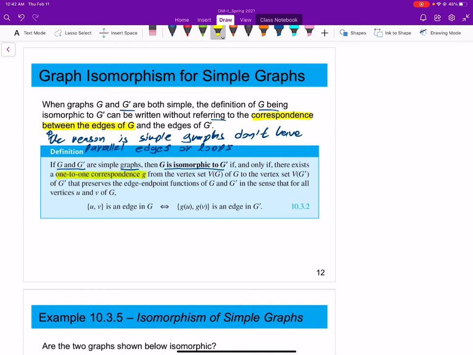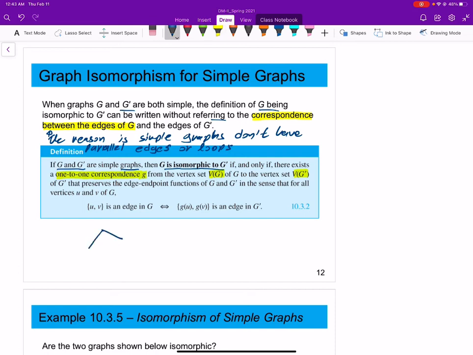G from the vertex set VG to the vertex set VG prime. Alright. That preserves the endpoint function of G and G prime in the sense that for all U and V in G, (U, V) is an edge of G implies (GU, GV) is an edge in G prime. So this is what this explains.